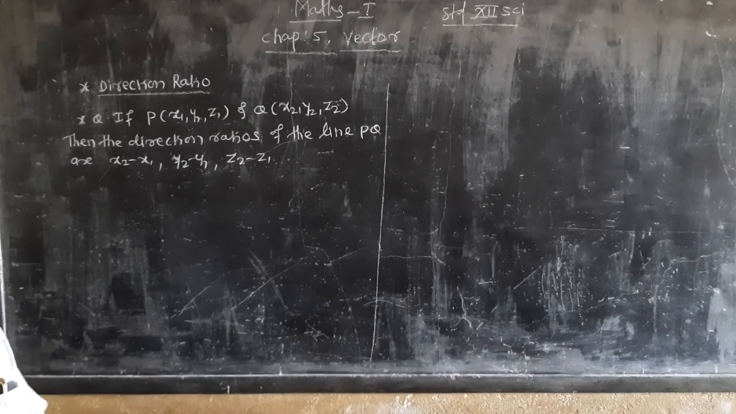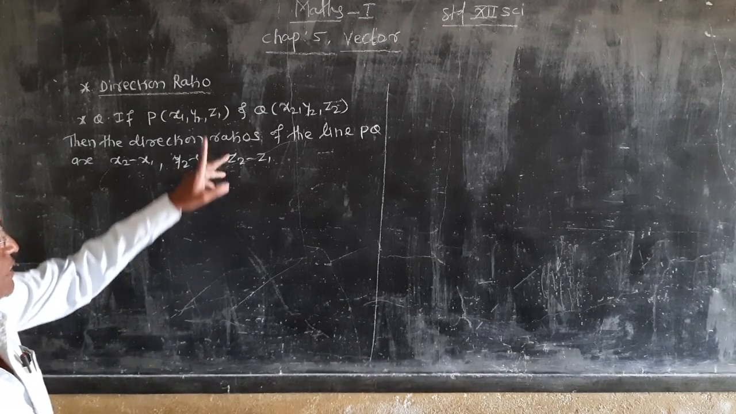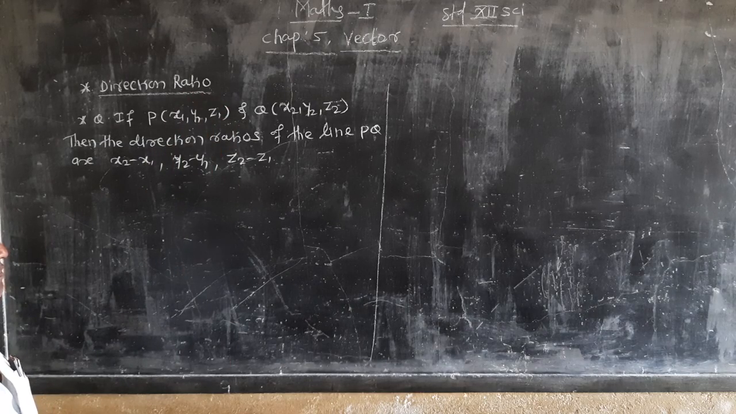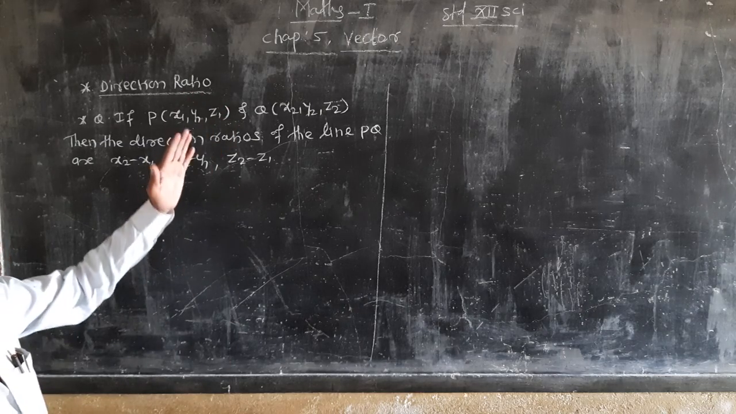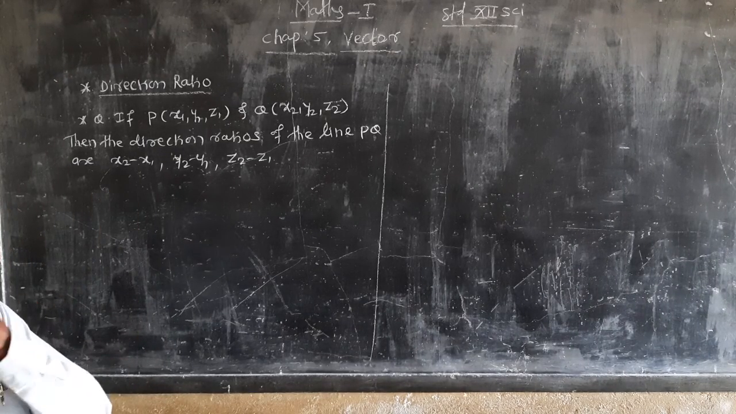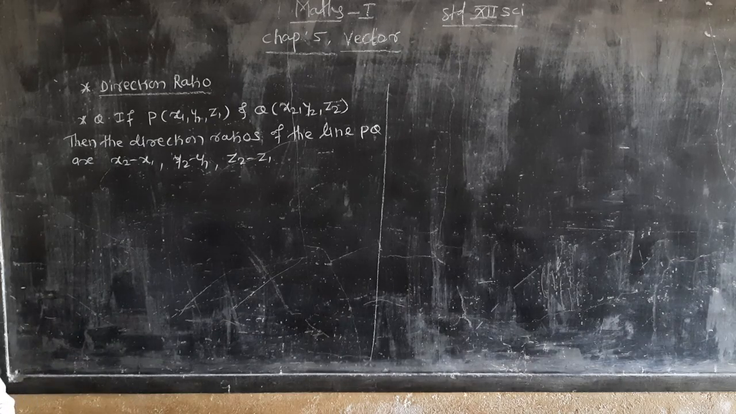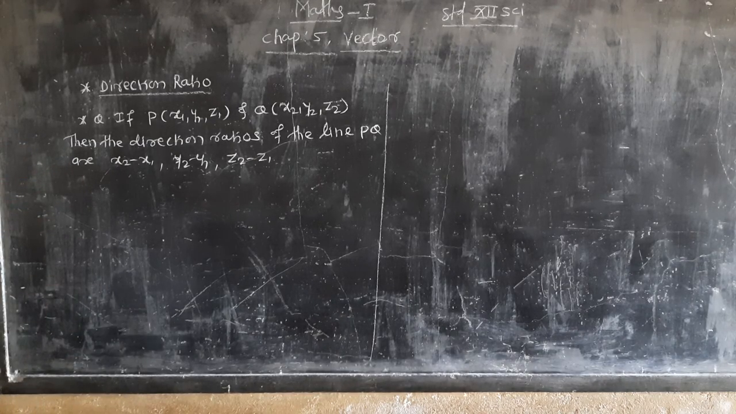So after this, now in this video, in the same paper, that is the mathematical part, chapter number 5, that is the vector, and the new article in this chapter is the direction ratios. Okay, so what is meant by the direction ratios?